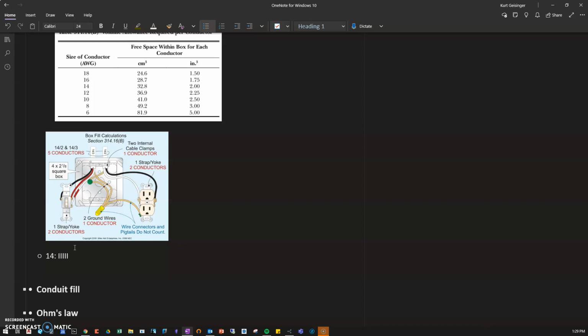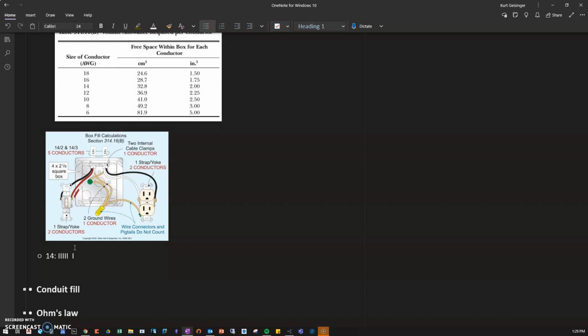Next thing I usually like to count up is my grounds. I'm going to do a single volume based on the largest ground in the box. In this case, we only have 14s in the box. So my largest ground is a 14. So I'm going to count a single volume 14 gauge. So here's one more we just had.